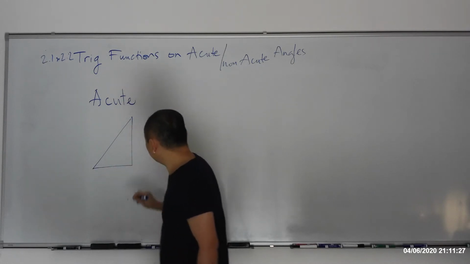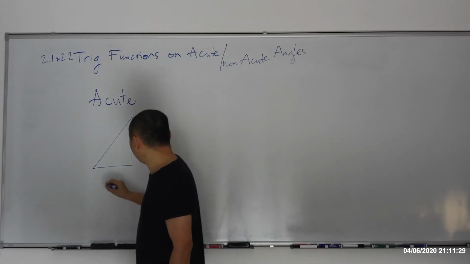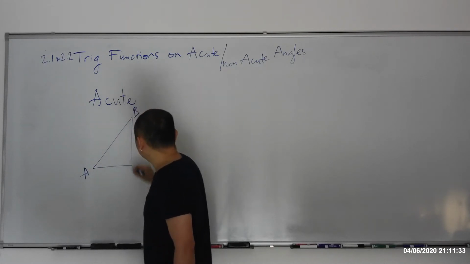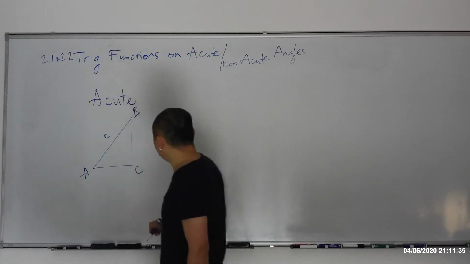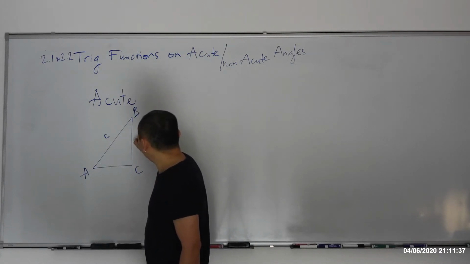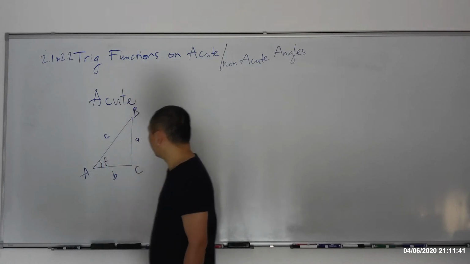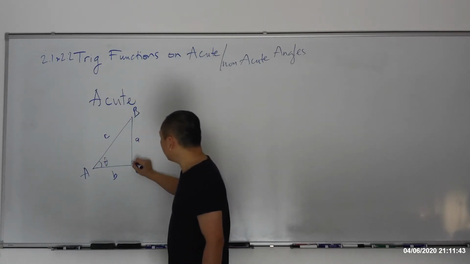Okay? Let's call this triangle A, B, C. So the hypotenuse is denoted by little c. This side is little a, this side is little b. And let's call this angle theta. Okay, and obviously the angle C is 90 degrees.